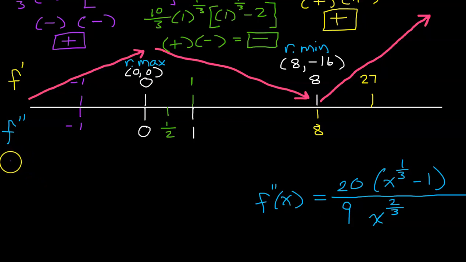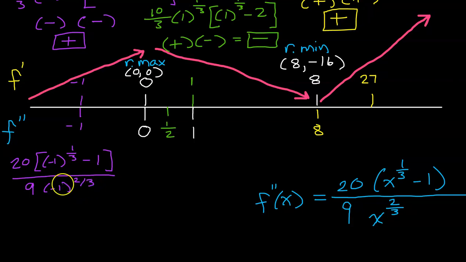So we're going to have 20 times -1 to the 1/3 power minus 1, over 9 times -1 to the 2/3 power. Remember that a fractional exponent is in the form power over root. So sure, this is the cube root of -1, but then after that we're going to square it. Because of the squaring, this is definitely going to be positive. So the denominator here is always going to be positive no matter what we put in here. So we can just focus our attention on the numerator.